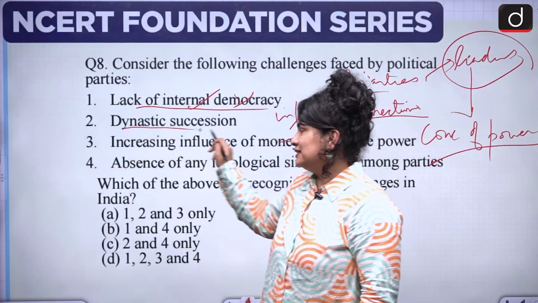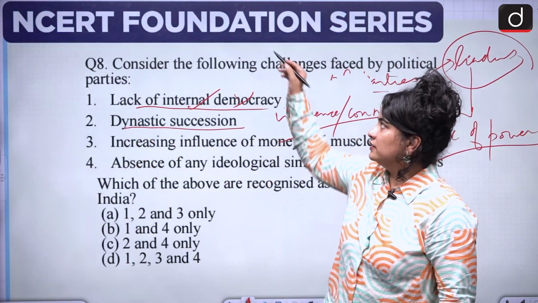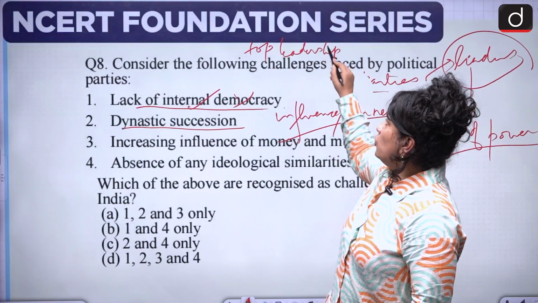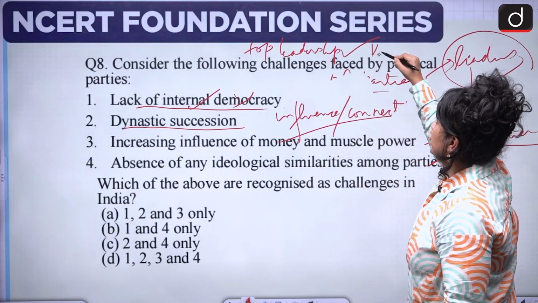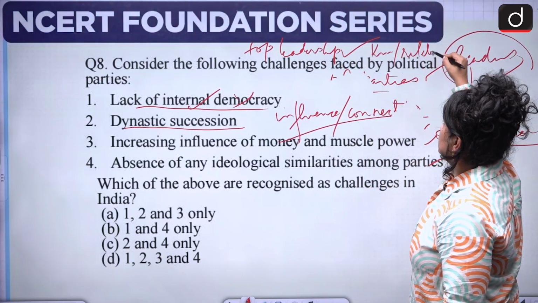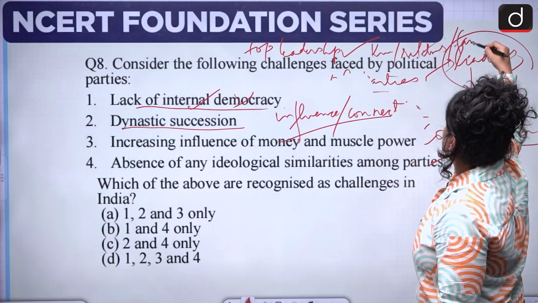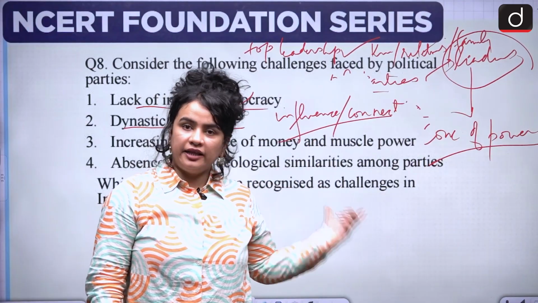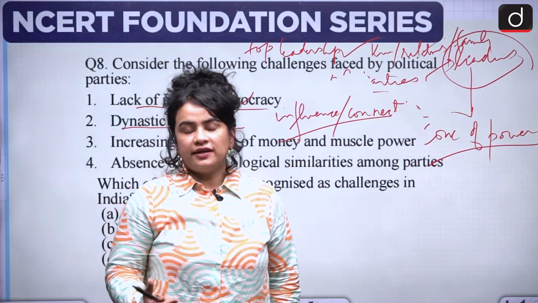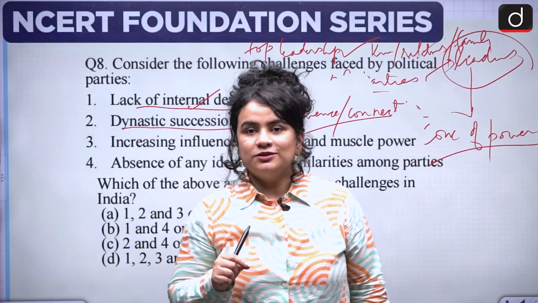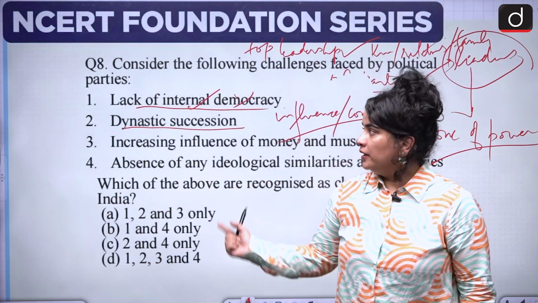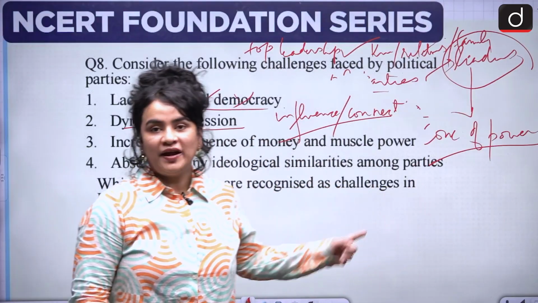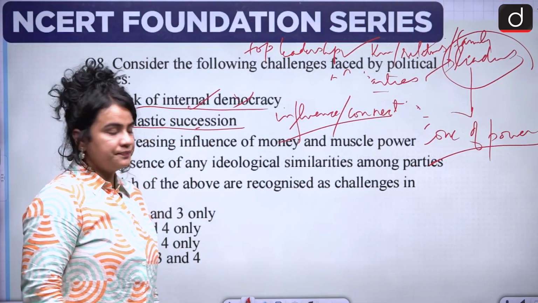2, dynastic succession. Now here again, if the top leadership is very powerful, it is going to favor its own kin, its own relatives, its own family. As we can see, in the case of India, and again, you may take examples from all over the world. This is not unique to India, but we are familiar with it throughout the country. In a lot of parties, this thing happens.